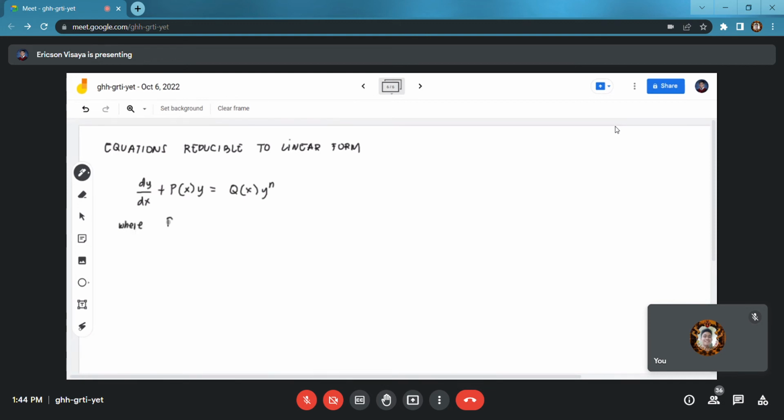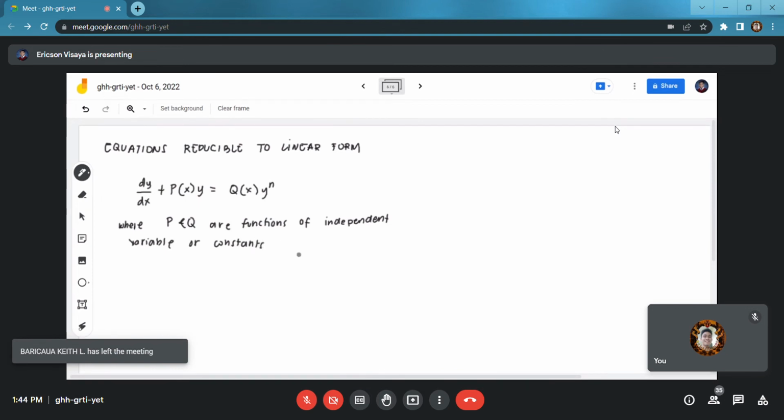P and Q are functions of the independent variable, or constants. So mga numbers lang kasama. Constants. And n is not equal to 0. Pag equal yun sa 0, bali LDE lang yan. Or 1. Not equal to 0 or 1.